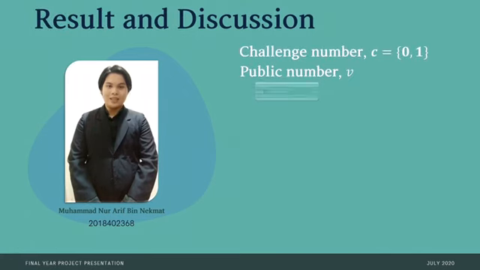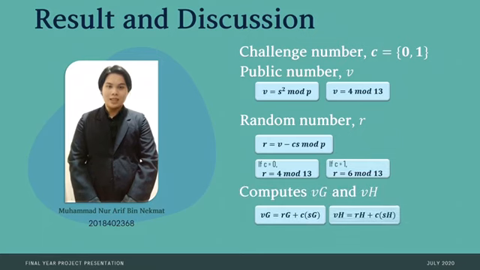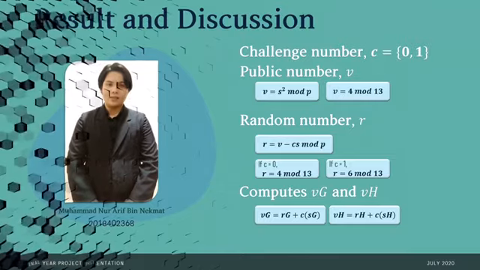The verifier sends the challenge number C to the claimant. From the challenge number C, the claimant commits the random number R where the public number is V equal to S to the power of 2 mod P. The claimant computes VG and VH by using the addition law and the multiplicative law. Then, send R, VG and VH to the verifier to check.